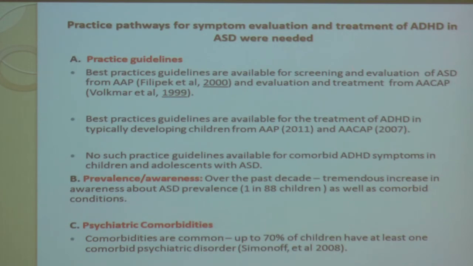And there are guidelines for screening and evaluation of autism from the American Academy of Pediatrics, and evaluation and treatment from the American Academy of Child Psychiatry. Actually, I haven't updated this, but they recently came out with updated guidelines for autism spectrum disorders. But there are no guidelines for children who have both ADHD and autism spectrum disorder.